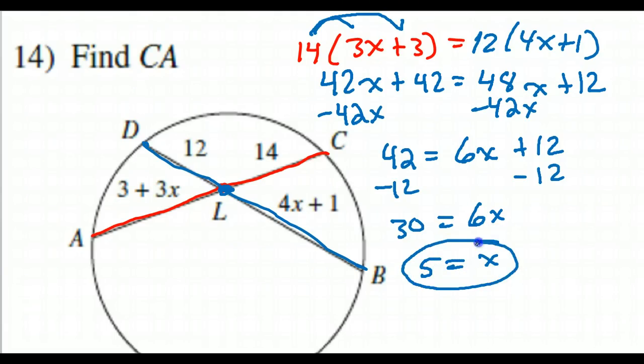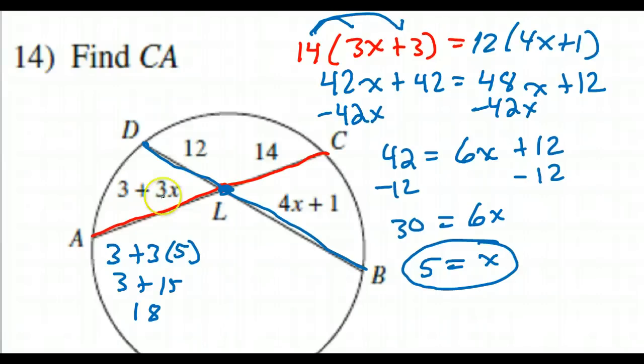All right, fine, but that is not the final answer, because we're supposed to find the length of segment CA. So I'm going to take this 5 and plug it in. So this is going to become 3 plus 3 times 5, which is 3 plus 15, which is 18. So this is 18, and this is 14. Together, they will give me CA. So that's 32. That's why CA is equal to 32.